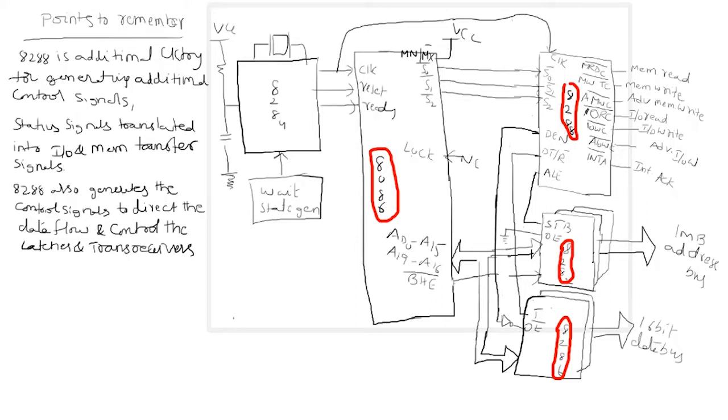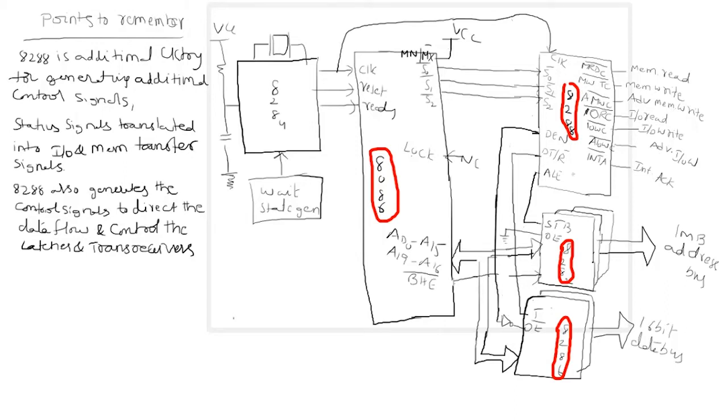From the decoder we may generate control signals like memory read MRDC bar, memory write MWTC bar, advanced memory write AMWC bar, IO read IORC bar, IO write IOWC bar, advanced IO write AIOWC bar, and interrupt acknowledgement. These are the additional control signals provided by the decoder of the S0, S1, S2 signals.